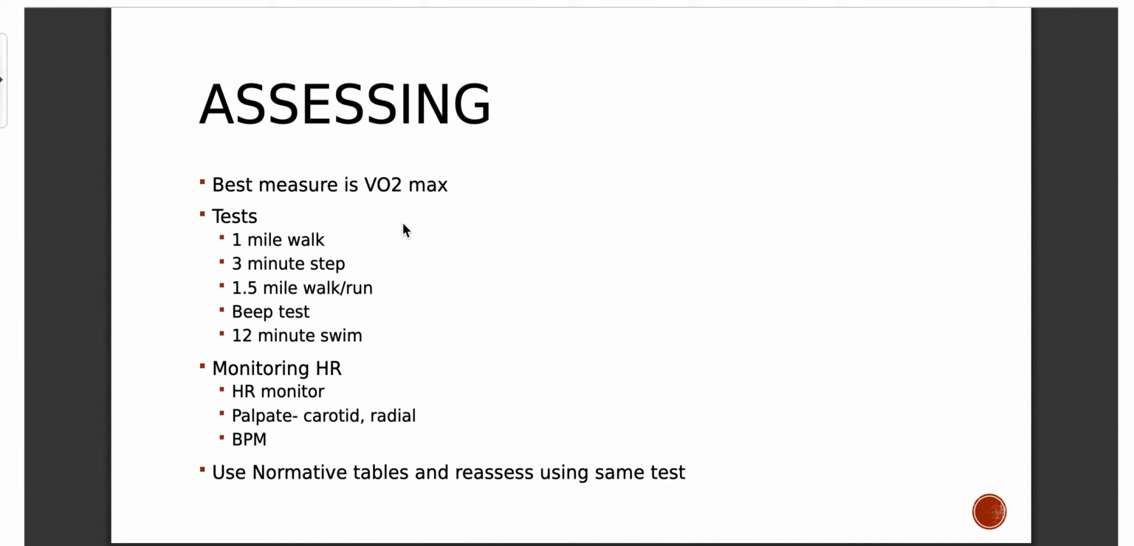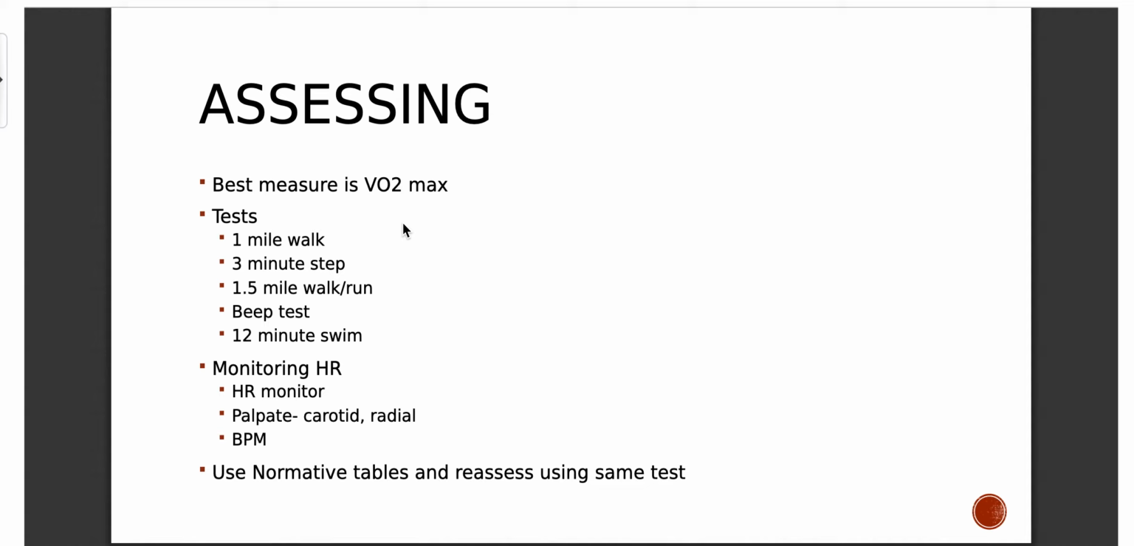And then finally, we want to make sure that when you reassess yourself, you use the same test. Use the same test that you did the first time, because if you ran the first test and you swam the second test, your results really aren't comparable because maybe you did better because you're a good swimmer and not a good runner. And so those don't really paint a true picture of what we're trying to get with these.